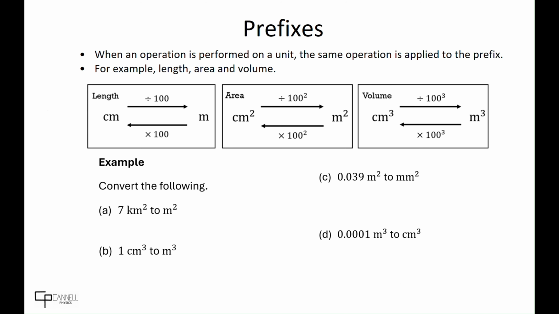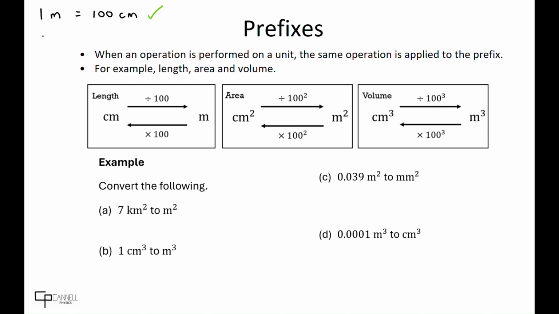Moving on to slightly more complex examples, I'll start by reading the first bullet point. When an operation is performed on a unit, the same operation is applied to the prefix. So to understand what this means, I'll start with a very common misconception. It is correct to say that 1 meter is equal to 100 centimeters. Nothing wrong with that, that is correct.